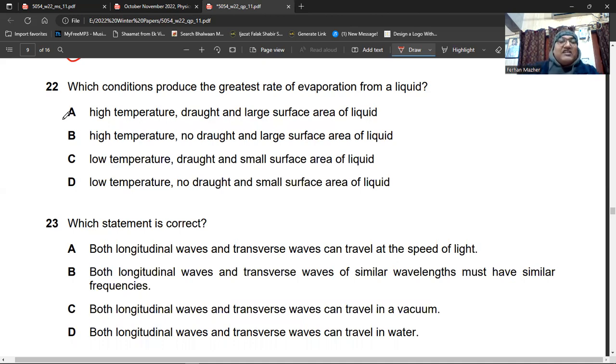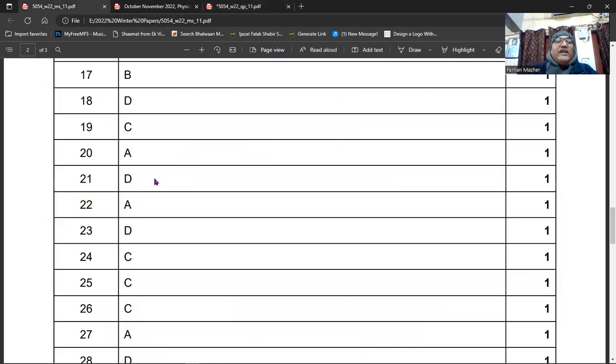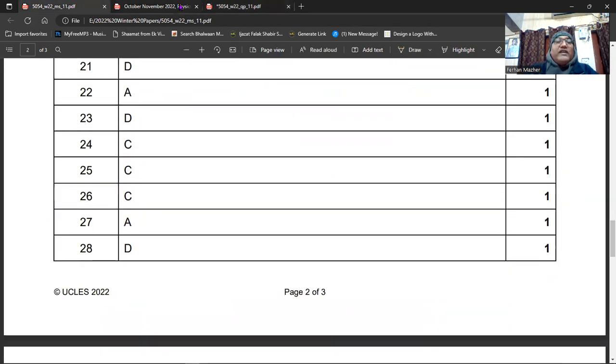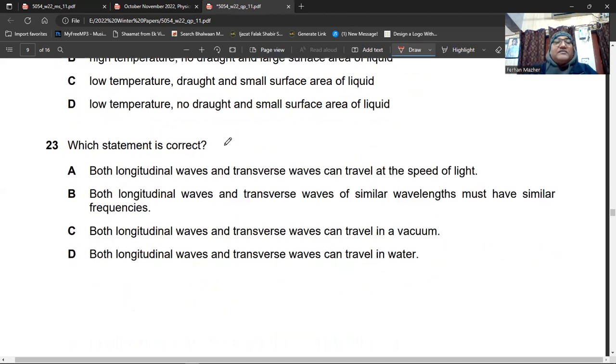So these are the best conditions for the evaporation to happen very fast. High temperature, no drought, that is wrong. And low temperature is wrong. So question number 22, A is the right choice, sir.